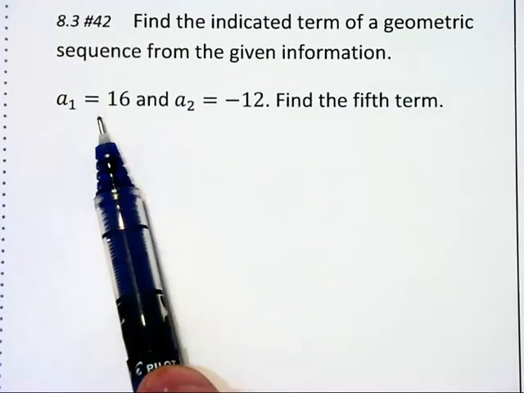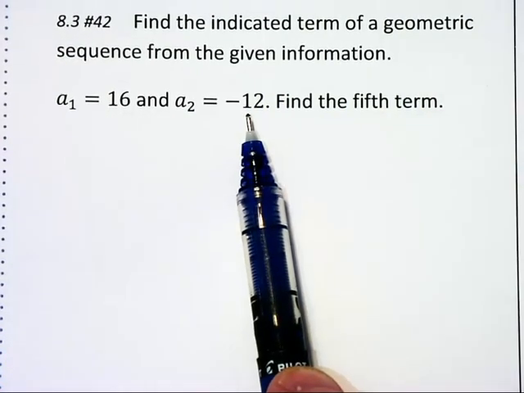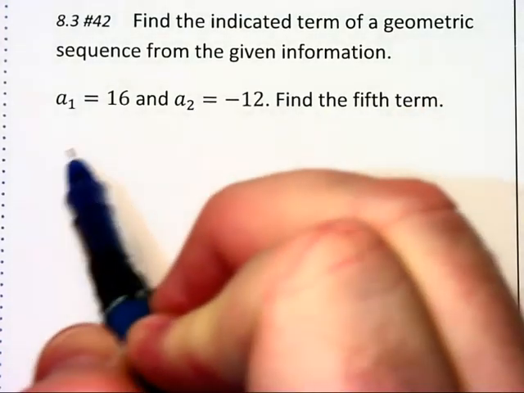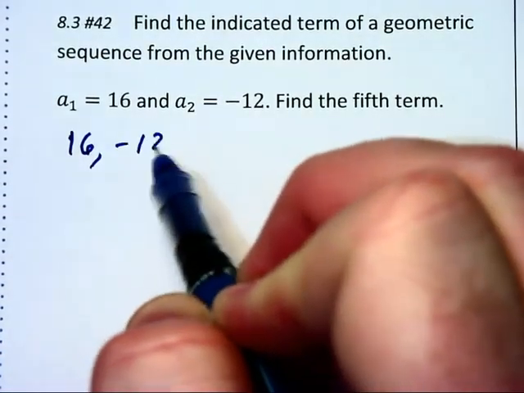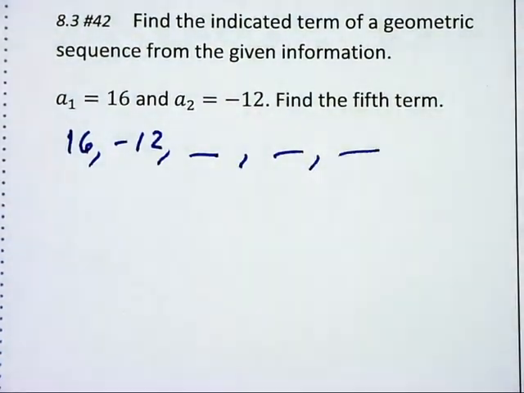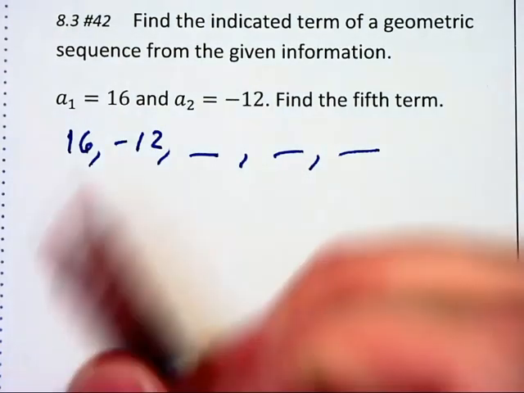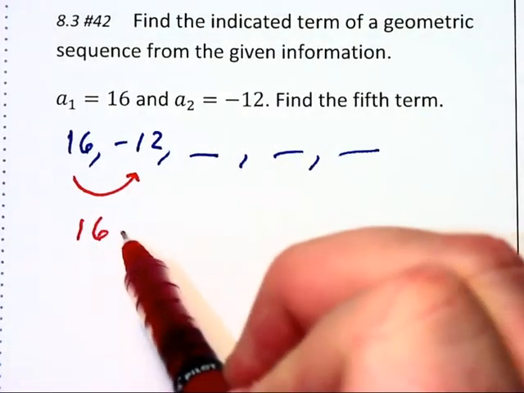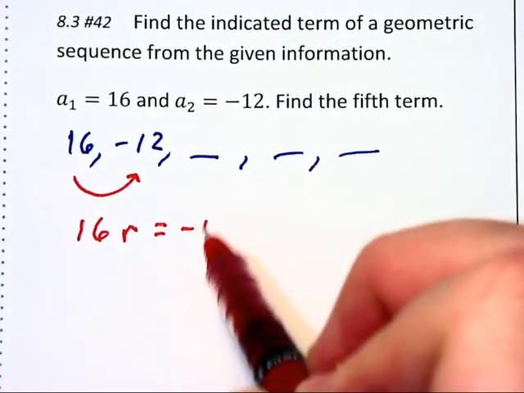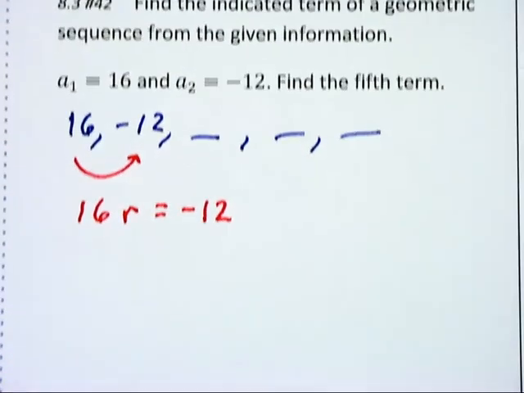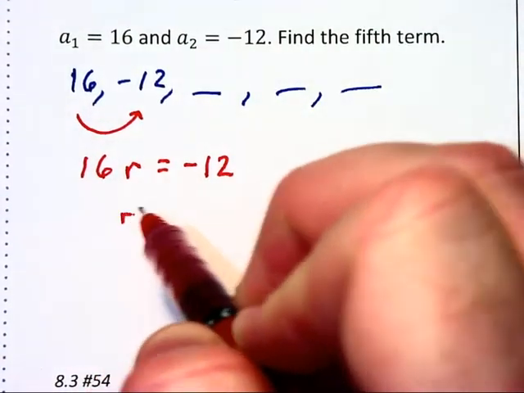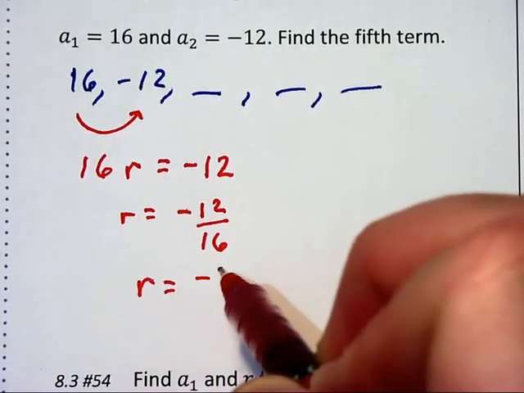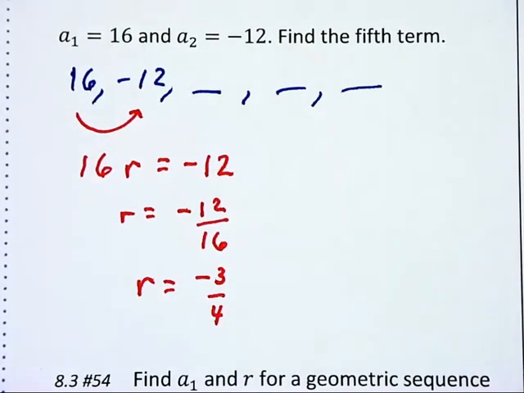Now, we are given the first term and the second term of a geometric sequence, and we're being asked to find the fifth term. Now, I personally would just say 16, comma, negative 12, comma, blank, blank, blank. Now I would just need to figure out what I am multiplying by to go from 16 to negative 12. 16 times some ratio r is going to equal negative 12. If we divide each side here by 16, we will get negative 12/16, which means that r is equal to negative 3/4.